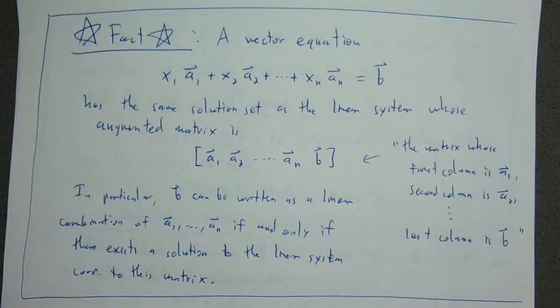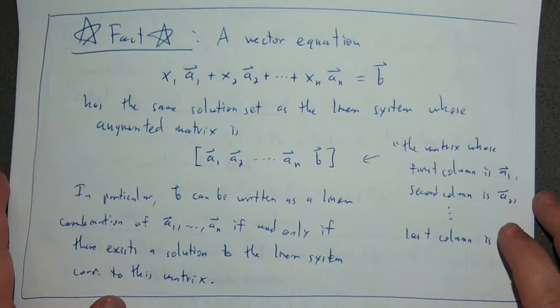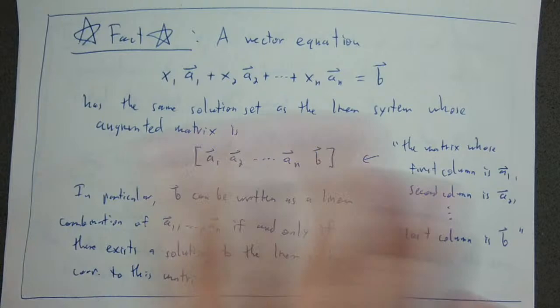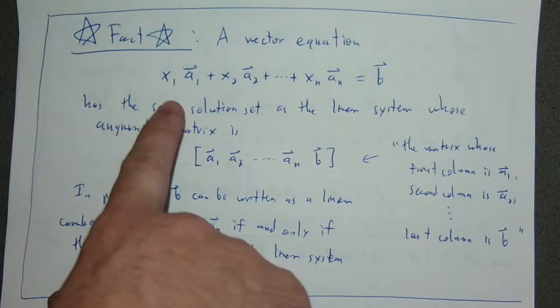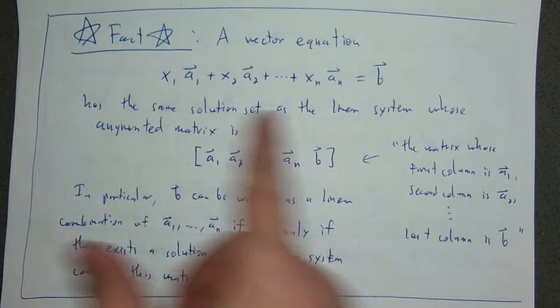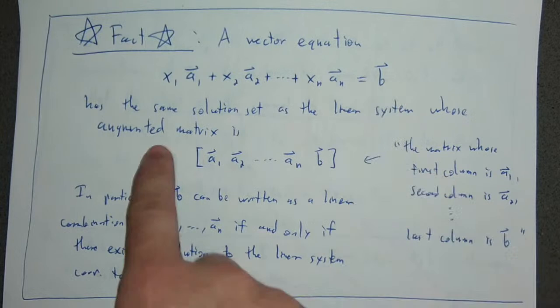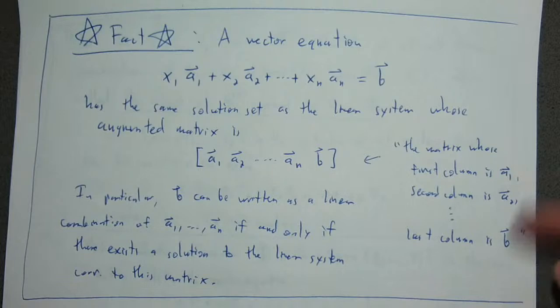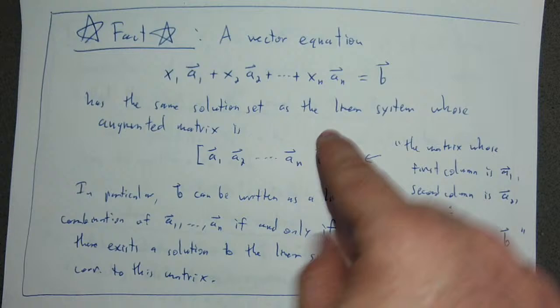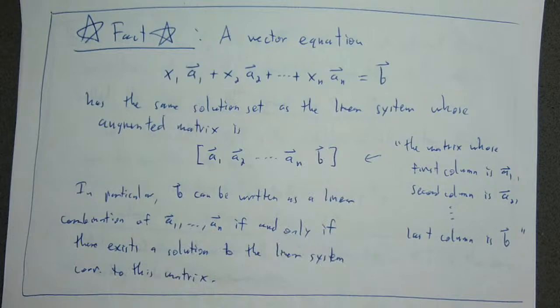Okay. So anyway, on the lecture that was supposed to happen at the normal class time on Friday, but ended up not getting uploaded until yesterday. Basically, I talked about the recasting of a linear system as a vector equation. In this vector equation, the x sub i's are real numbers, the weights, the things being solved for. This vector equation, with these weights multiplied by these vectors summed together equal to some vector b, has the same solution set as a linear system whose augmented matrix is the matrix that has each of these vectors as its columns. The first n columns are a sub 1 through a sub n, and the last column is b, the right-hand side column. In particular, b can be written as a linear combination of those vectors if and only if there exists a solution to the linear system corresponding to that matrix.